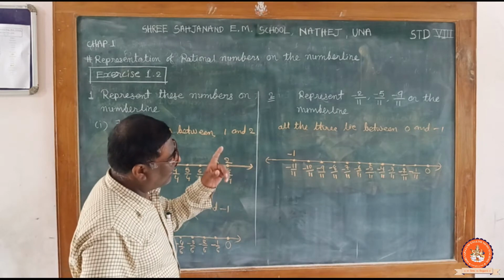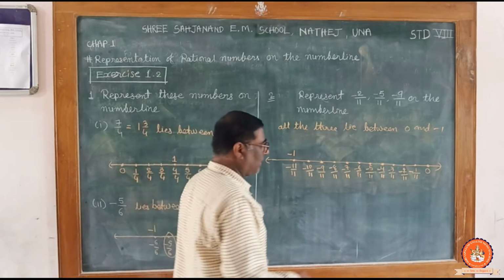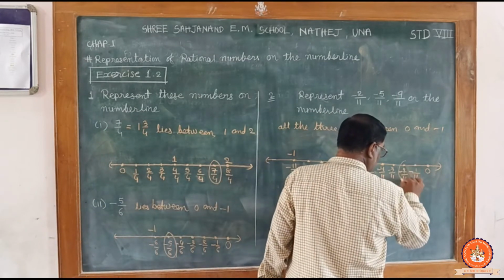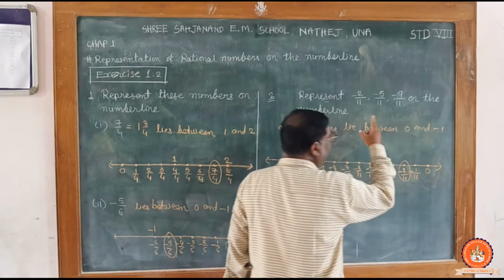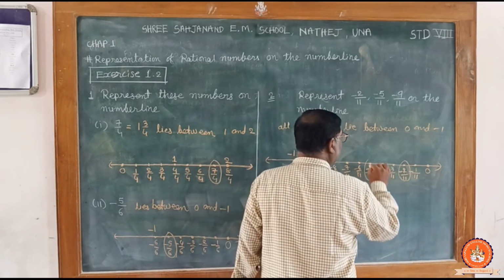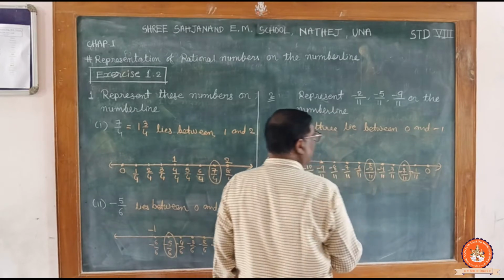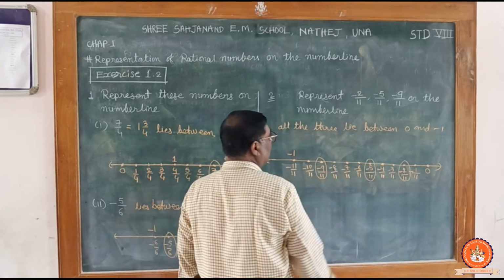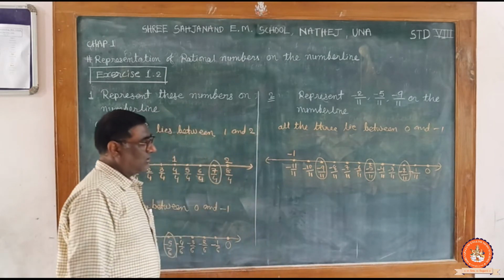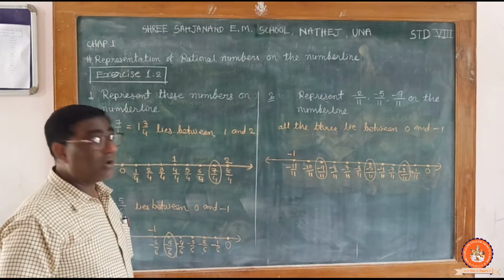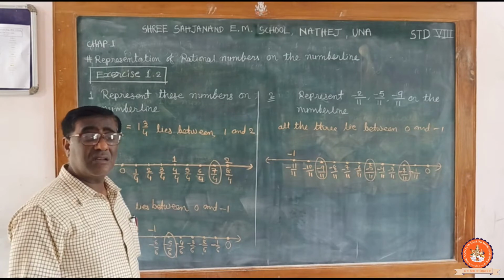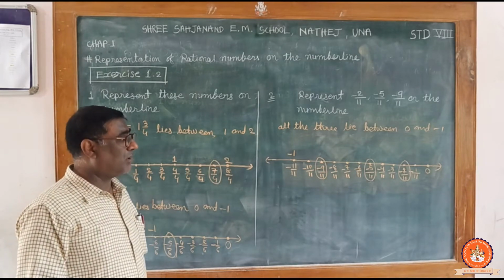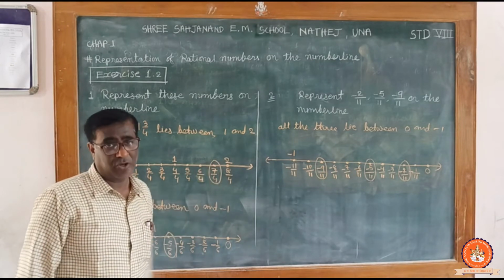Now look at our numbers. First one is -2/11. Here is our number. Then -5/11 and -9/11. So these are our numbers. So this is all about the representation of rational numbers on the number line.